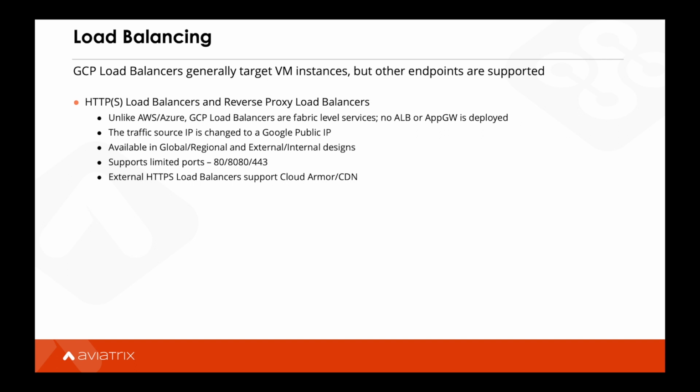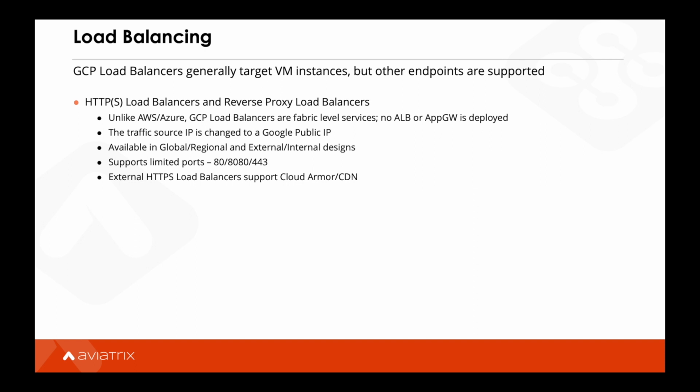For example, if you have an HTTP or HTTPS type application that you want to load balance, you will use the HTTP load balancer, which, unlike AWS and Azure, works very differently in GCP. GCP load balancers are fabric level services. They're not like ALBs or app gateways in Azure that are deployed in your respective VPCs or VNets.